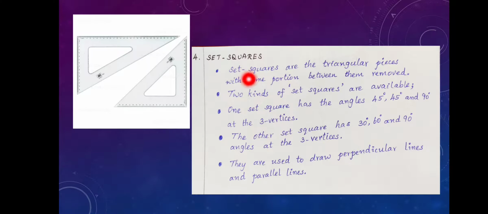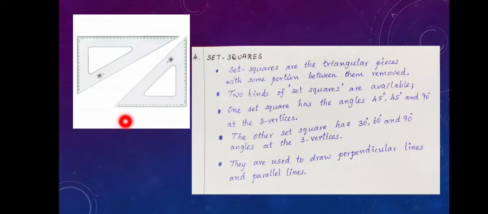Set squares. Set squares are triangular pieces with some portion between them removed. Two kinds of set squares are available. One set square has the angles 45 degrees, 45 degrees and 90 degrees at the three vertices. The other set square has 30 degrees, 60 degrees and 90 degrees at the three vertices.